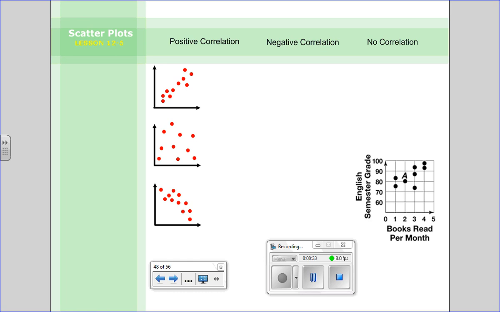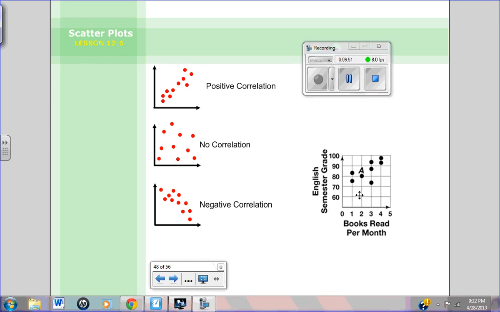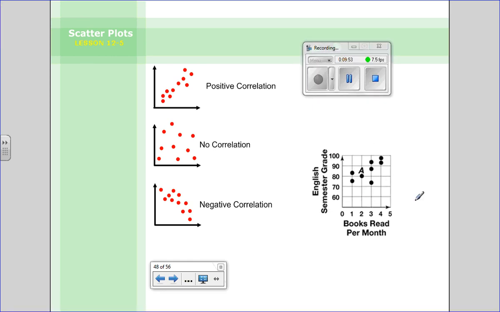All right, so on this one, it looks like as one increases, so does the other. So this one is positive correlation. This one, they're all over the place. There's really no trend going on, so it's no correlation. And this one, it looks like it's going downward, so it's negative correlation. All right, and then we have this English one. If I'm taking a look, it looks like for the most part, the more books you read, your English grade goes up. So as one increases, so does the other. So this would be considered positive correlation.